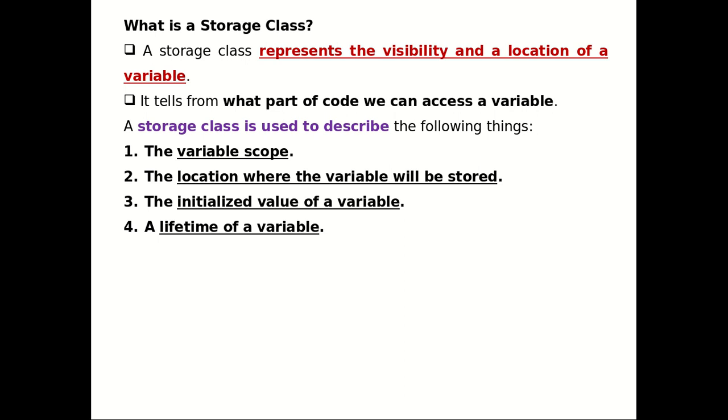In the case of storage classes, the different storage class variables will be stored at different locations. Some variables will be stored in a register, some variables will be stored in a heap, and some variables will be stored in memory. So these storage classes give information about the scope of the variable, its location, initialized value, and lifetime.